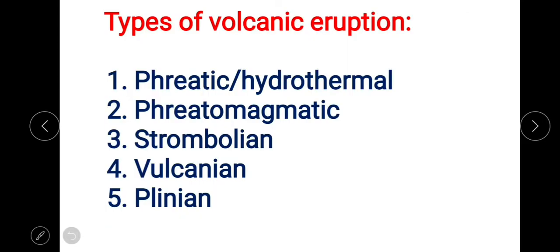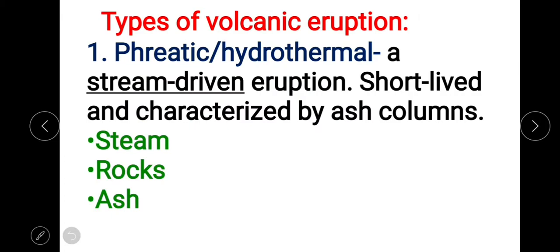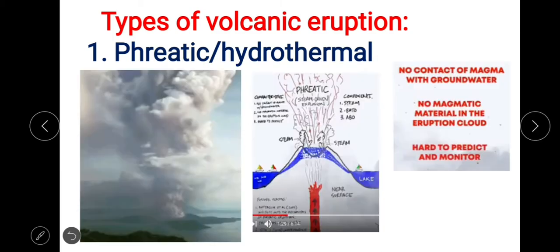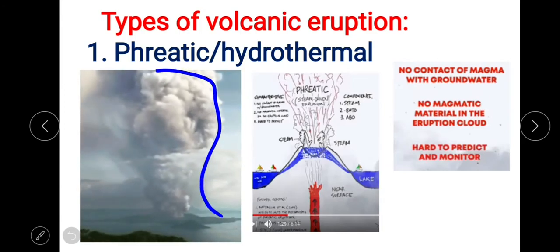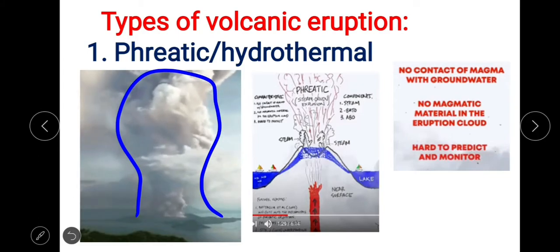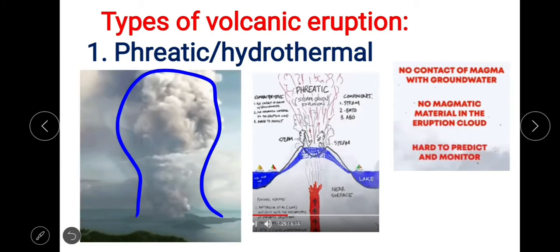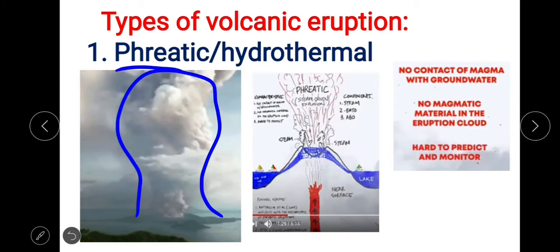Next, we have also here the types of volcanic eruption. We have here phreatic, hydrothermal, phreatomagmatic, strombolian, volcanian, and plinian. Of course, the first one that we're to study is the phreatic or hydrothermal eruption. When a volcano erupts this way, it spews steam, rocks, and ashes, just like what happened last January 2020 when Taal volcano erupted. It spews a large amount of smoke that contains ashes and rocks. That's a kind of phreatic eruption here.